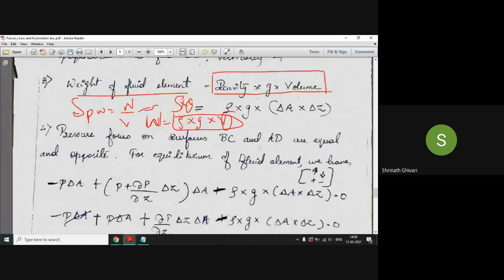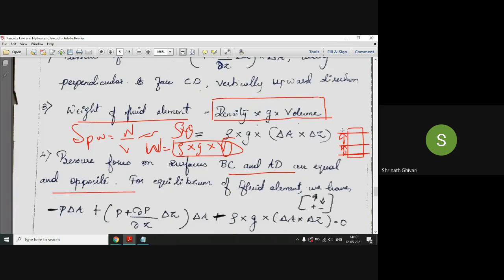Then the pressure forces on surfaces BC and AD are equal and opposite. If this is the fluid element, as I have told, the pressure varies in the vertical direction, not in the horizontal direction. So the pressure is the same at this level, and the same at this level. But between these two, the pressure varies. It varies vertically, not horizontally.